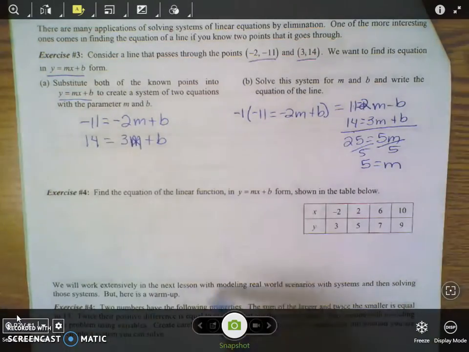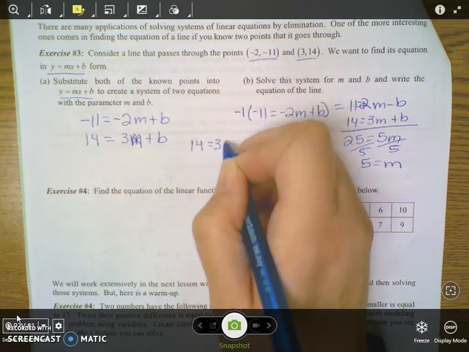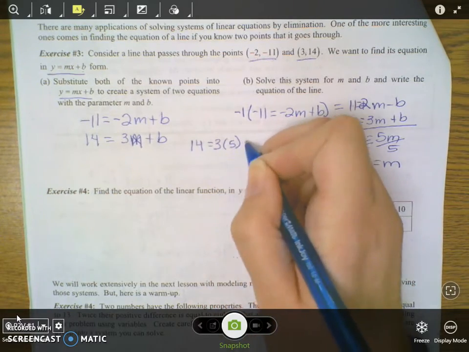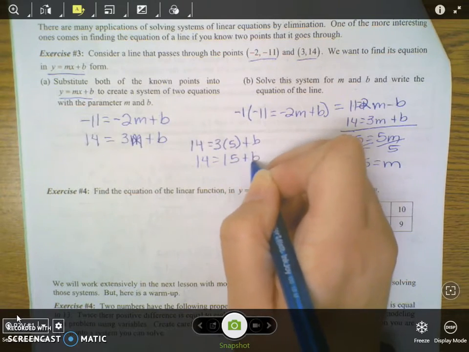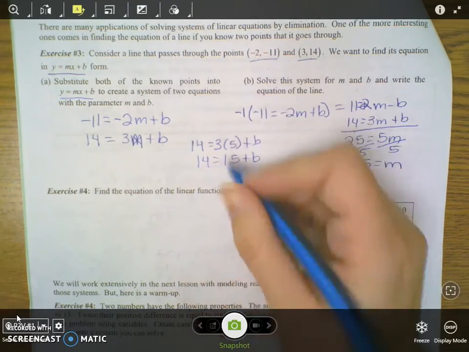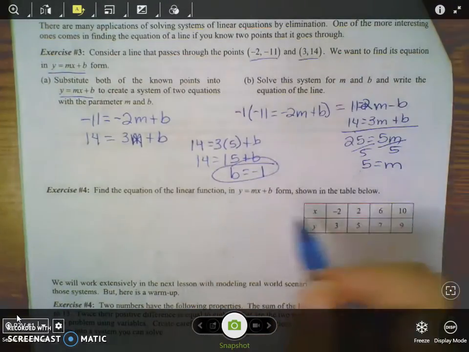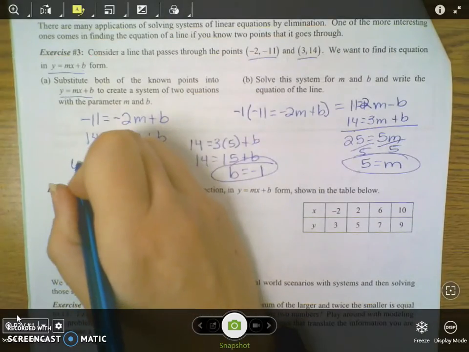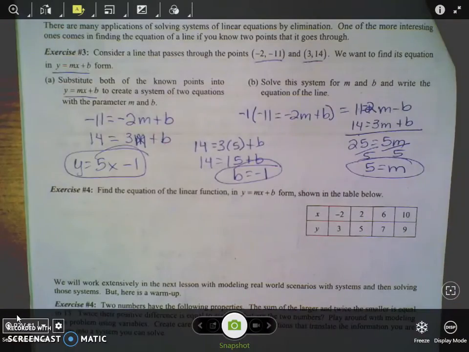If I put it into either one of my equations, I'm going to put it into this one. 14 equals 3 times 5 plus b. So 15 plus something equals 14. That something is going to be negative 1. So b equals negative 1. So my y equals mx plus b is y equals 5x minus 1.